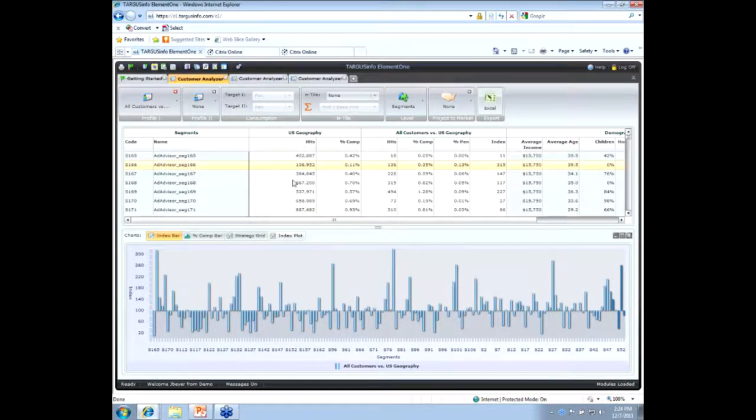So we take all U.S. households, which I mentioned we have data on, and their size in the market, their composition, and compare that to the distribution and composition of the customers in that data set.